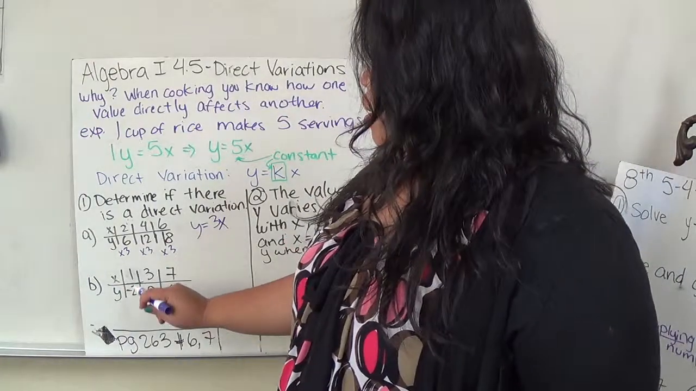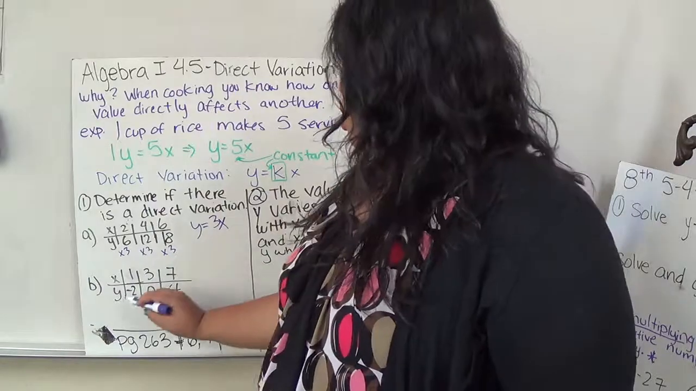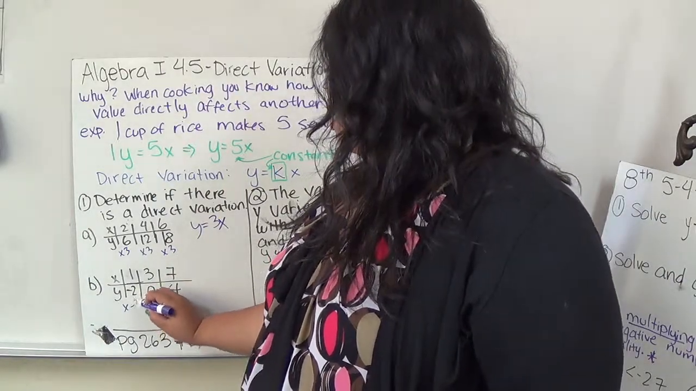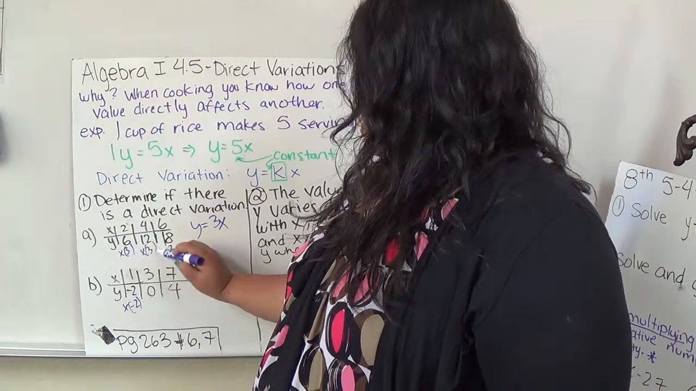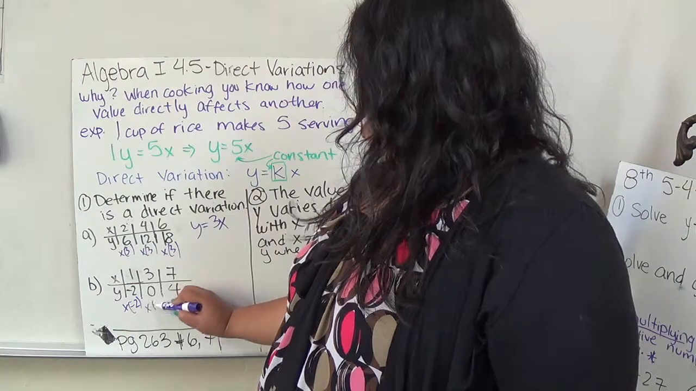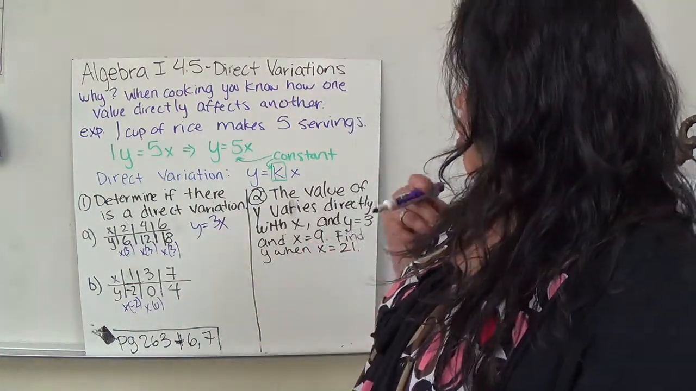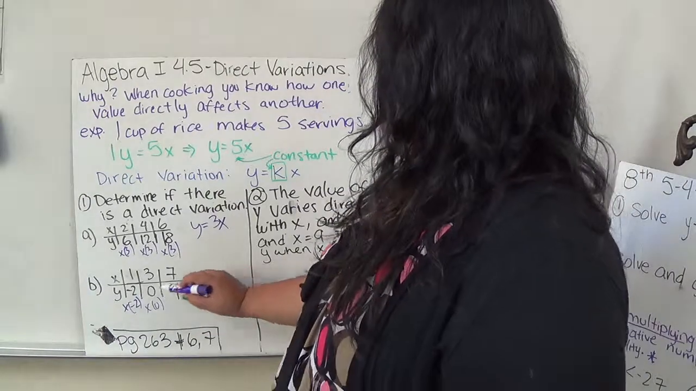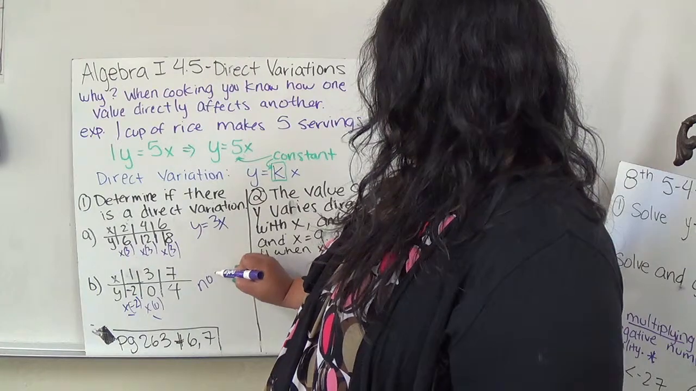Let's look at b. In b, I go from 1 to negative 2, so I have to multiply 1 by negative 2. And just so you don't think it's x 3 times 0, I have to multiply that by 0. And then 7 times 4, they're not really multiples of each other. So because these are already different, this is not a direct variation.